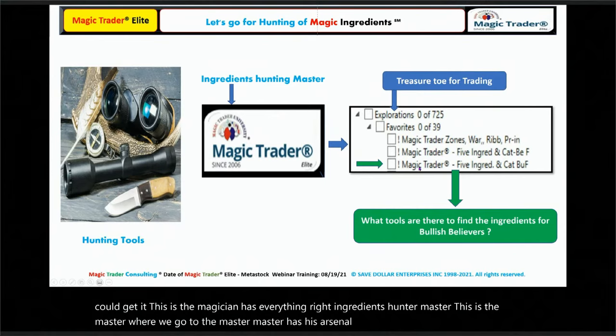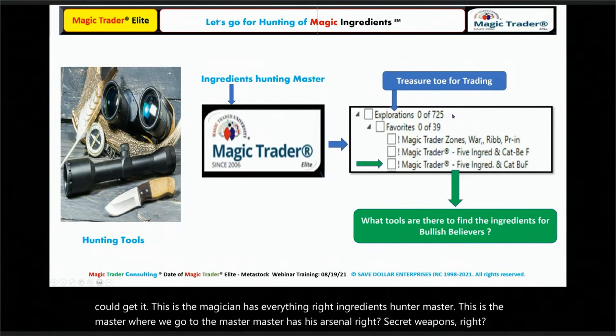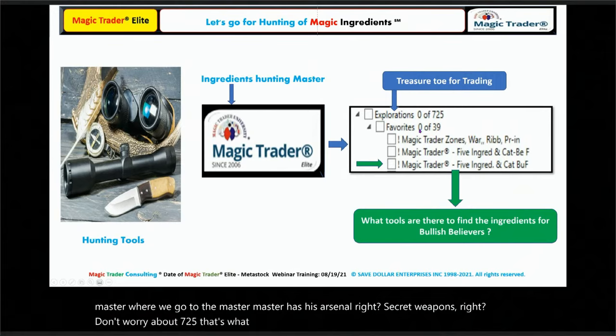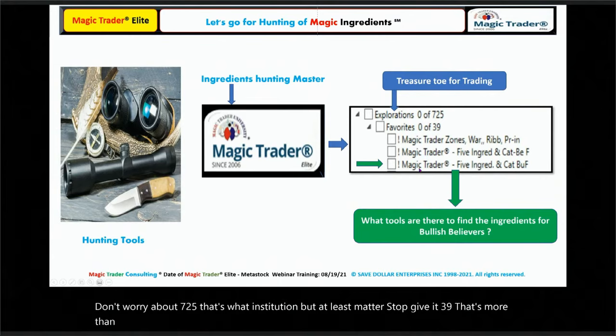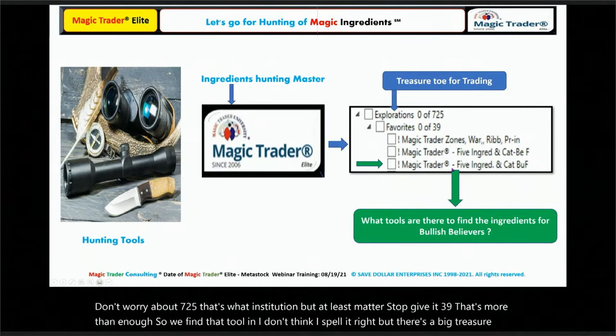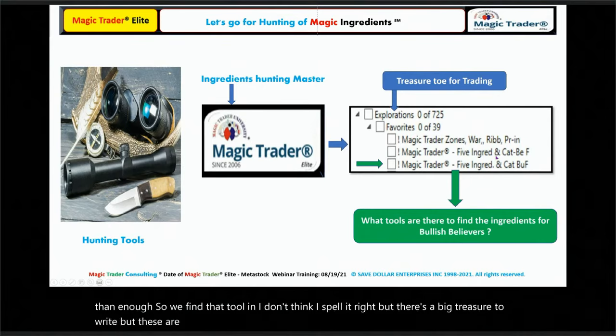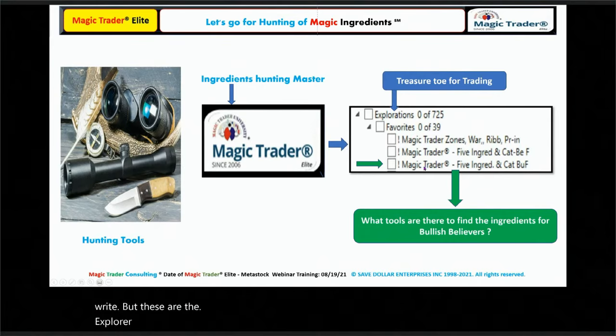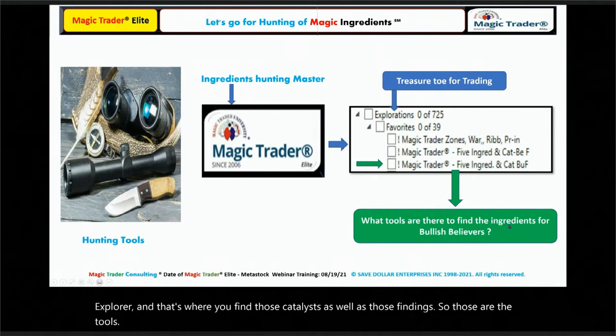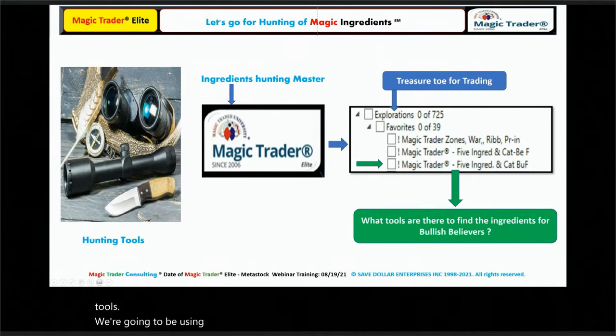Secret weapons, right? Don't worry about 725, that's for institutions, but at least MetaStock gives you 39, that's more than enough. So we find that tool in the treasure tool, I don't think I spelled it right, but doesn't matter. These are the explorers, and that's where you find those catalysts as well as those fine ingredients. So those are the tools we're going to be using for the bullish believers. We are bullish, so that's what we do.